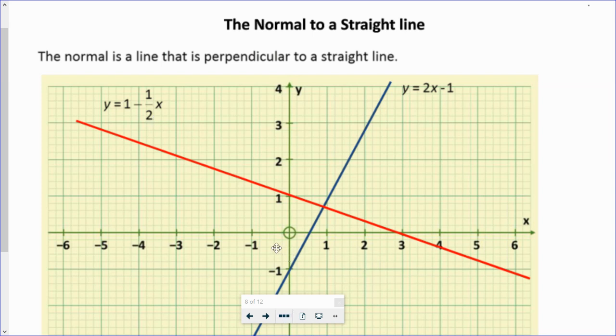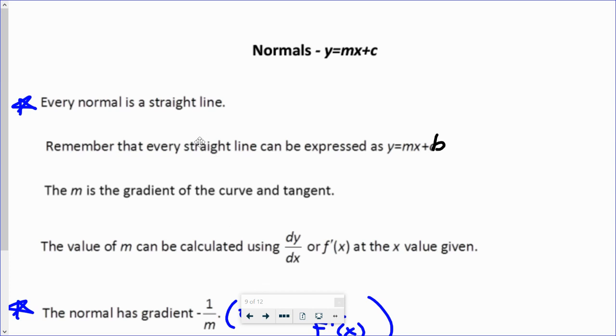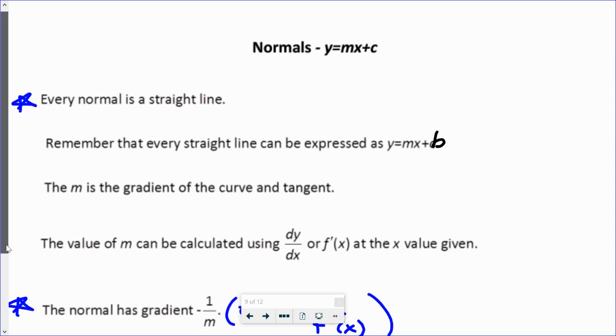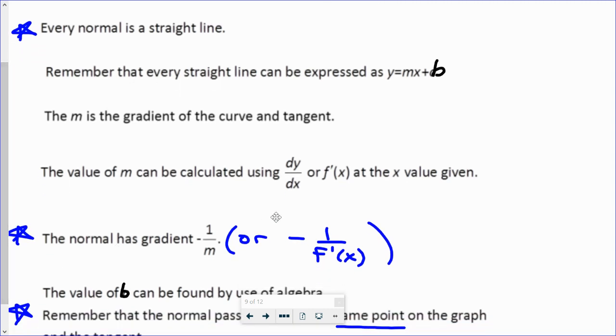So we might be asked to write the equation of the normal to a particular curve, and we might use derivatives to help us with that. Just like tangents are straight lines, every normal is also a straight line. And every straight line can be expressed in y equals mx plus b form, or sometimes y equals mx plus c form, where m stands for the gradient, and the value of m can be calculated by finding the derivative of the function at the x value given.